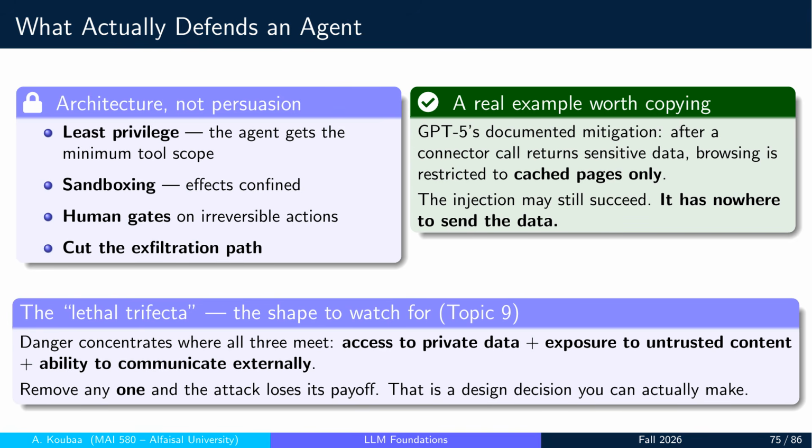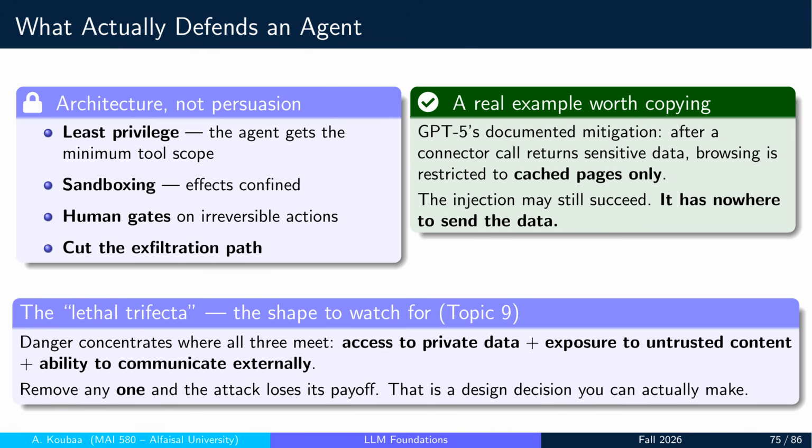Run the agent inside a container with a scoped file system and scoped credentials, and a mistake is contained rather than propagated. Add logging over everything so that when something does go wrong, you can reconstruct what happened rather than guess. Now, the real example on the right, and it's worth copying into your own designs.